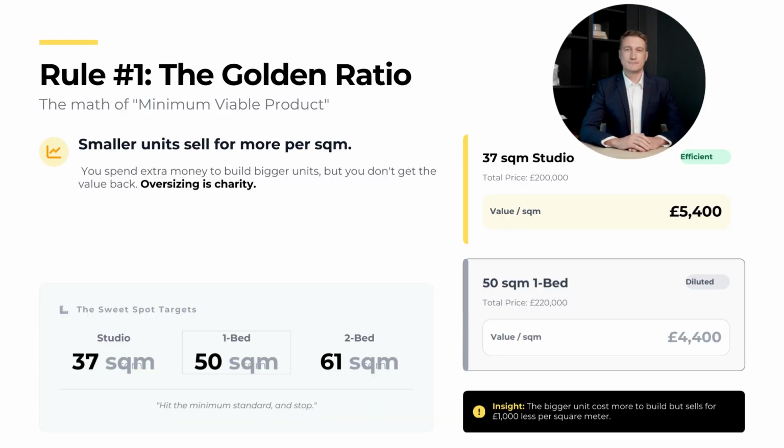Rule number 1. Smaller units sell for more per square foot. A 37 square meter studio might sell for £200,000, £5,400 per square meter. A 50 square meter one bed might sell for £220,000, £4,400 per square meter. You spent extra money to build the bigger unit, but you didn't get the value back.